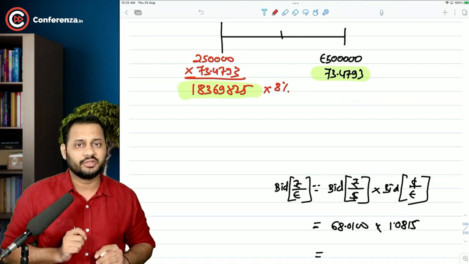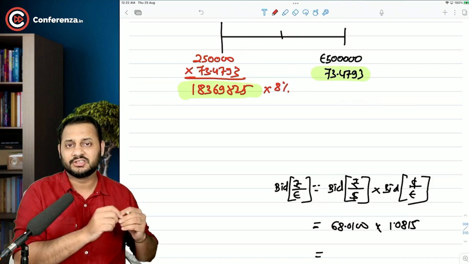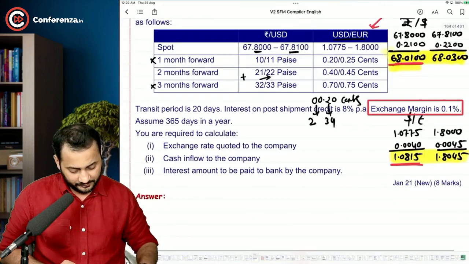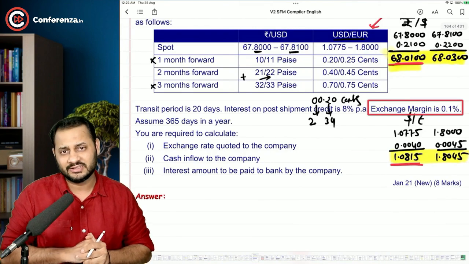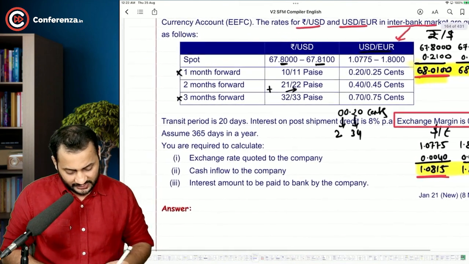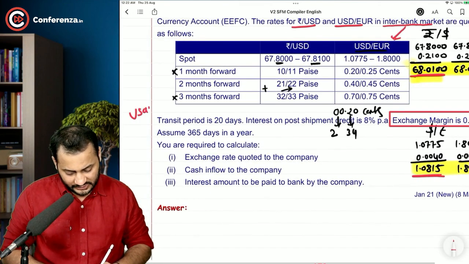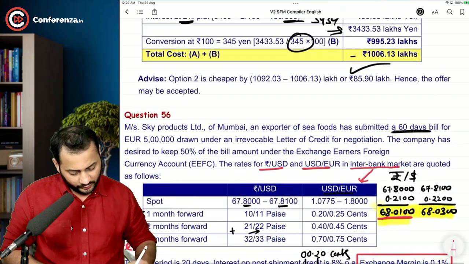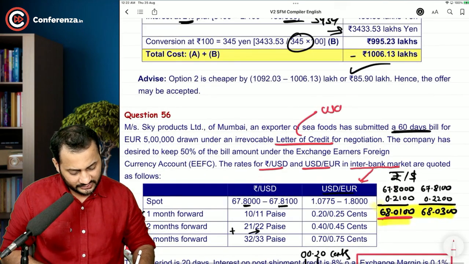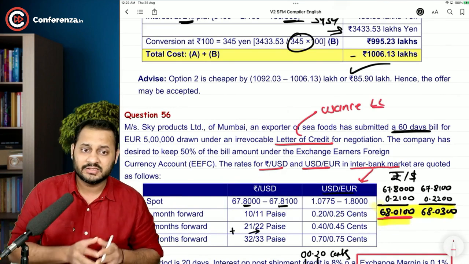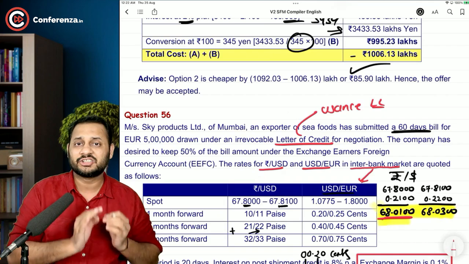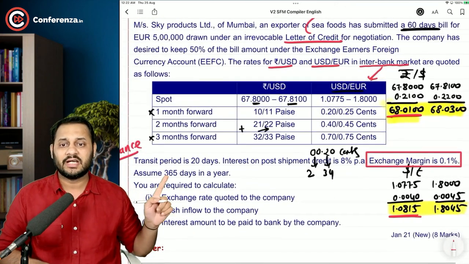But there is one more thing given in the question which will change the calculation of interest. See, the transit period is 20 days. And what do you mean by the transit period? Transit period, or you can say the usance period, or you can call this letter of credit as usance letter of credit. What happens under this type of letter of credit is, importer gets some extra days to make the payment. So that is 20 days.